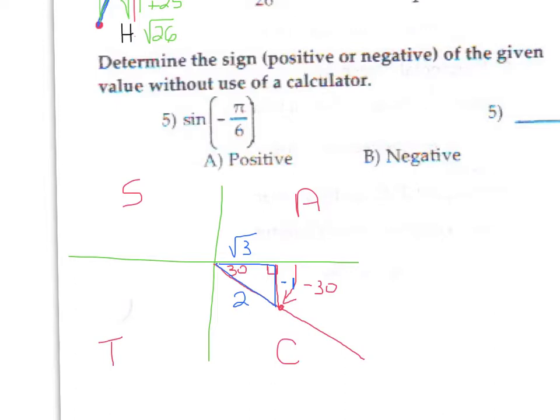So what is sine in that quadrant? Well, the only one that is positive is cosine in this quadrant. So sine, then, is negative. Okay, so it's negative. So that would be B. Okay, next.